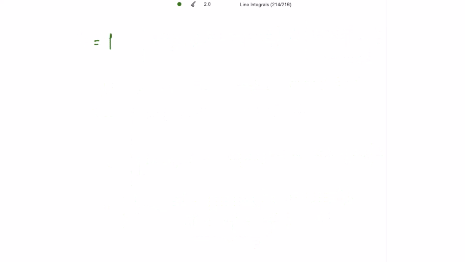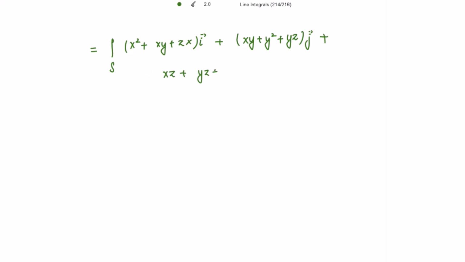So writing this as the surface integral of (x square plus xy plus zx) i vector plus (xy plus y square plus yz) j vector plus (xz plus yz plus z square) k vector, and its dot product with n vector dS. Now I am going to apply Gauss's divergence theorem over here, as I am having n vector dS now.